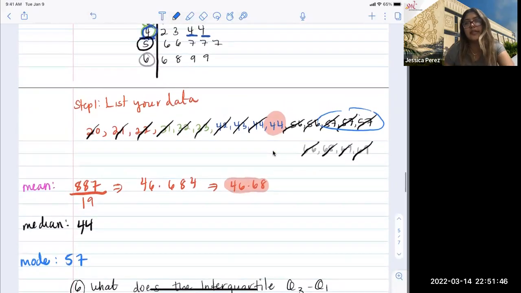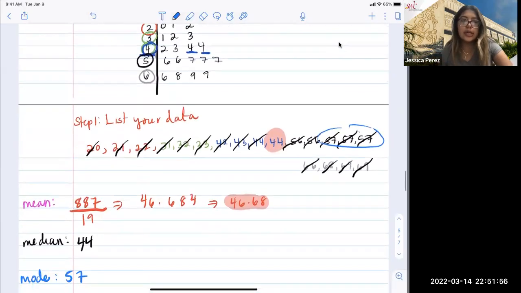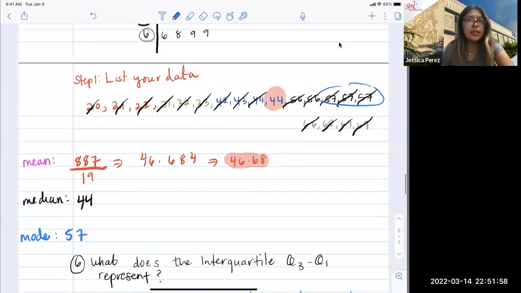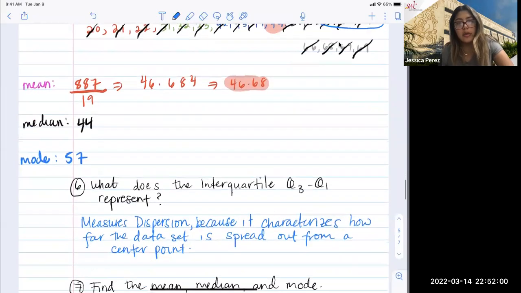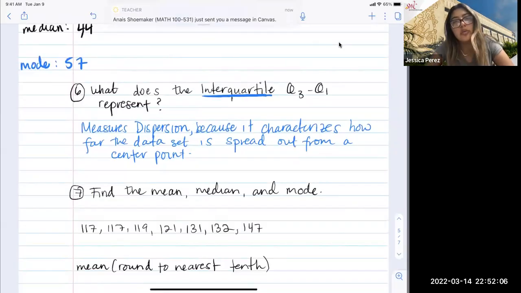My mode is 57. 57 repeats 3 times. That is the mode. All right, scrolling down. I hope everything is making sense so far. What does the interquartile represent? The interquartile is what's going on between Q3 minus Q1.